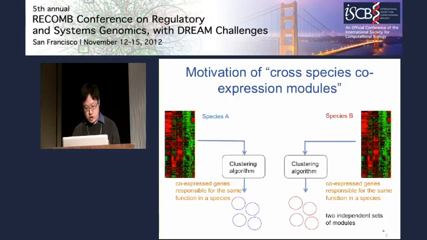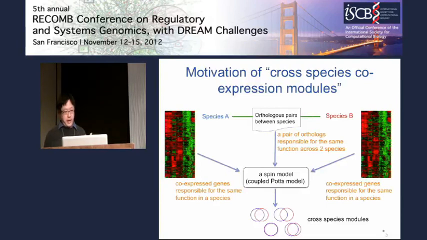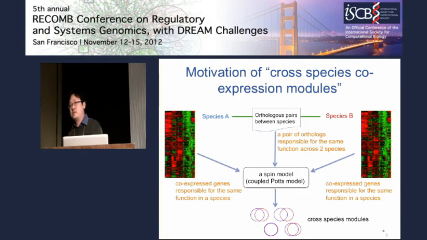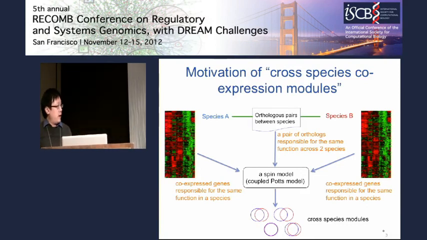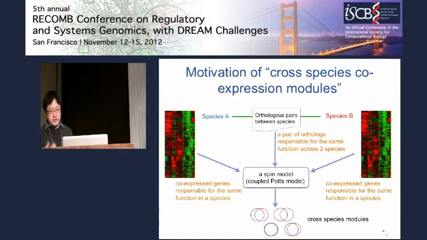The key message of this talk is, can we do it in a more integrated fashion? What we want to do is to incorporate the idea of orthologous pairs between species into this clustering analysis. We use a common viewpoint in evolutionary biology, saying that a pair of orthologs should be responsible for the same function across two species. Okay. Using this assumption together with the original assumption that co-expressed genes should be responsible for the same function in a species, we join these two assumptions together to characterize function in a cross-species sense.